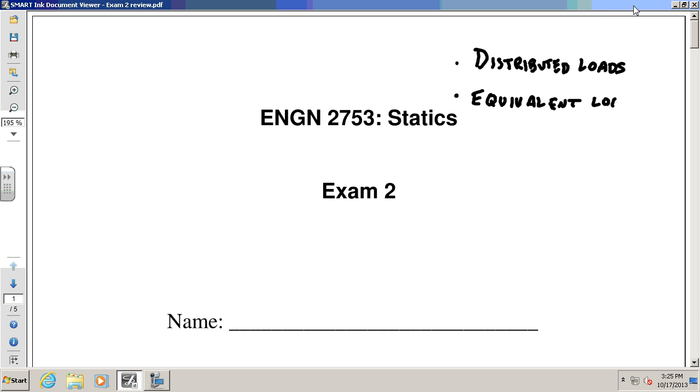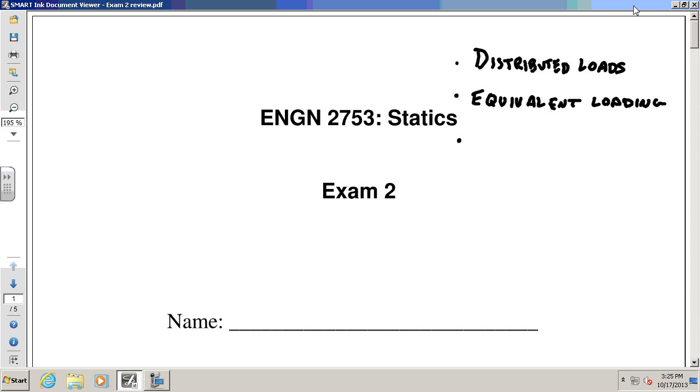Equivalent loading. That is, if I give you some distributed loads, or maybe I don't give you any distributed loads, or I give you moments or whatever, you need to be able to take a bunch of different loads and create one equivalent load. Okay? And you definitely want to study that.